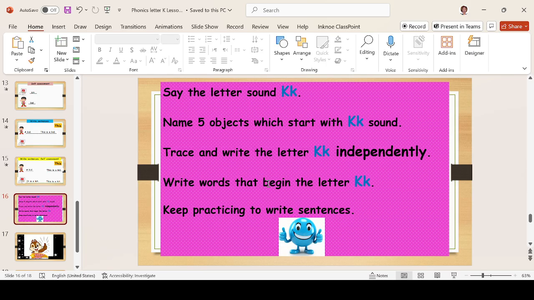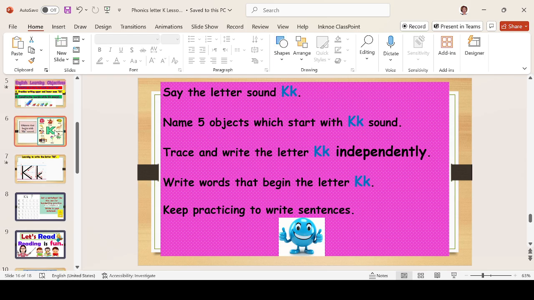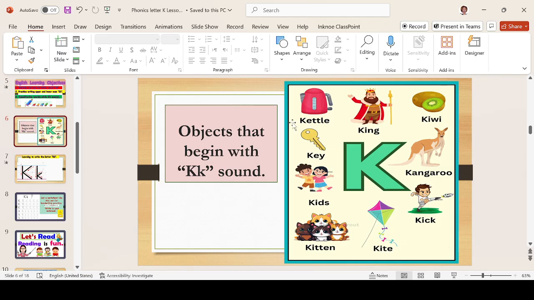Now I want you to say the letter K, K, K sound, because we were learning about the K sound. Name 5 objects which start with the K sound. Pause the video and name, or you can look around the house. Okay, if you forget, let's check. If you can't remember, they are here.